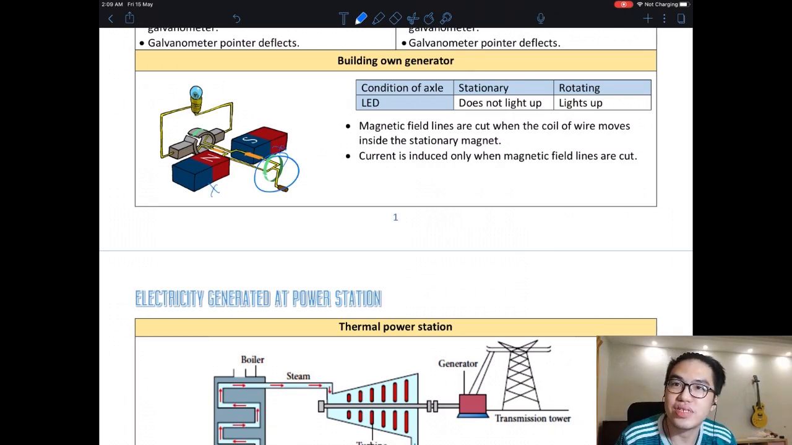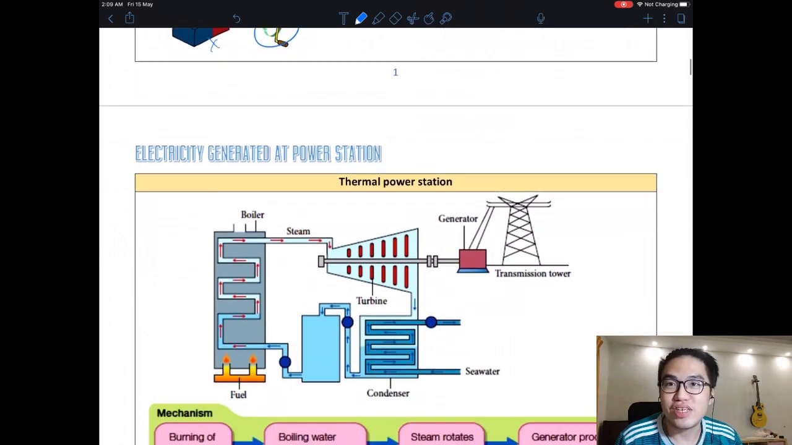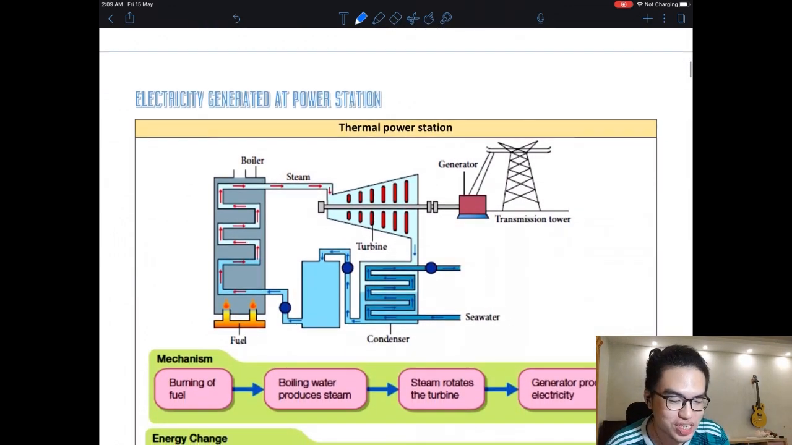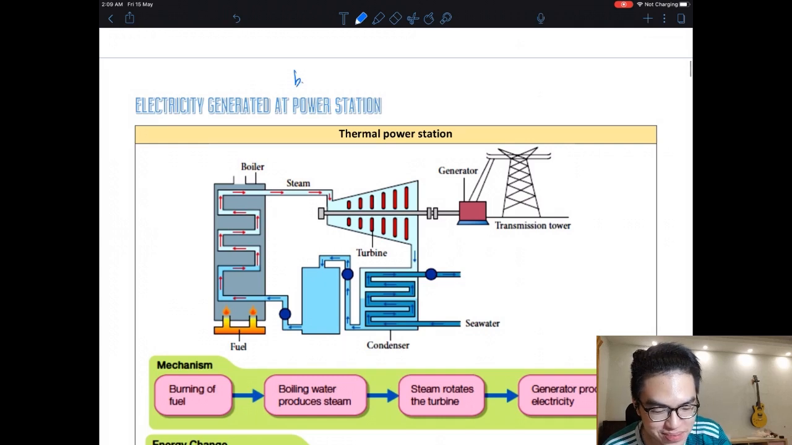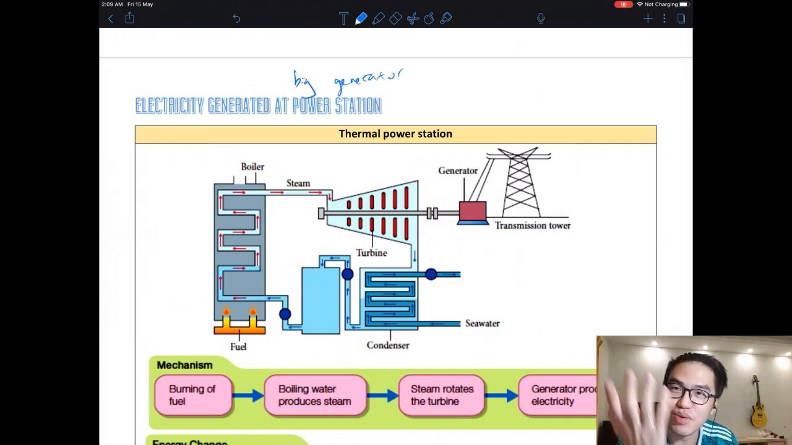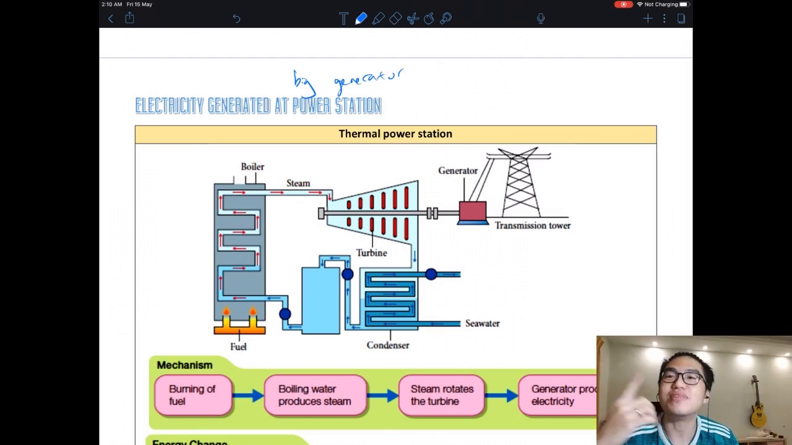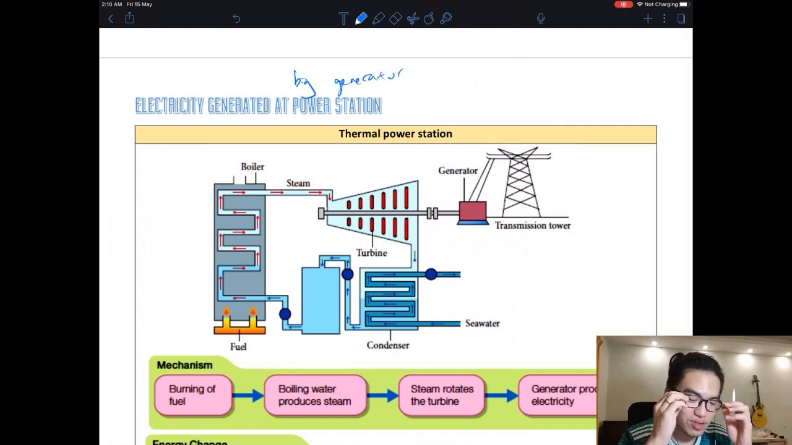Okay, I create electricity. So let's look at the power station. Basically, a power station is a big generator. It's a stupidly big generator. How big? It can be 5 floors high. But the concept is the same. A small generator like this and one as big as 3 stories, it's the same. I'm turning a conductor or I'm turning a magnet. So the concept is the same.